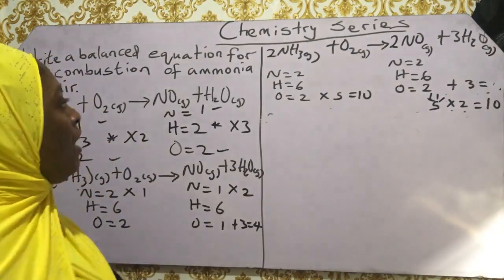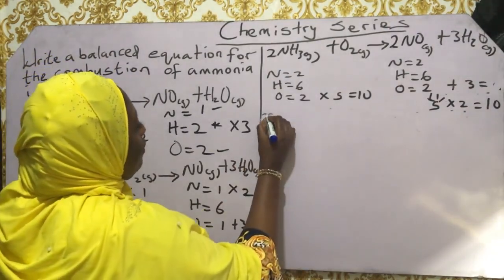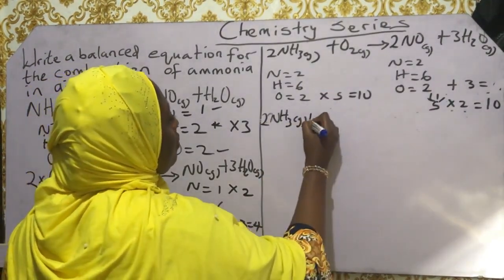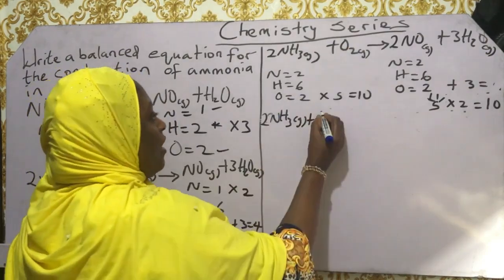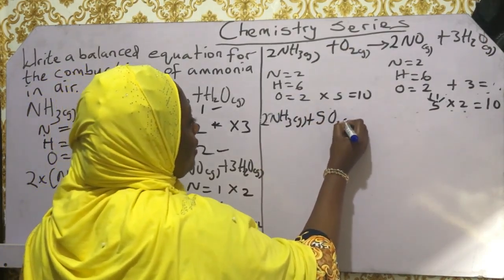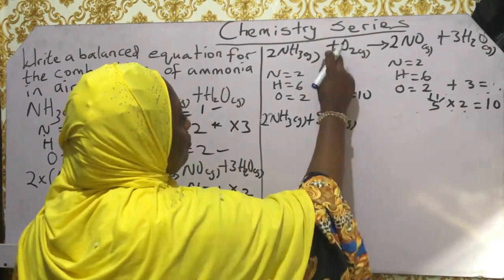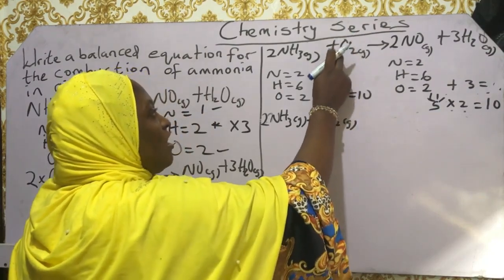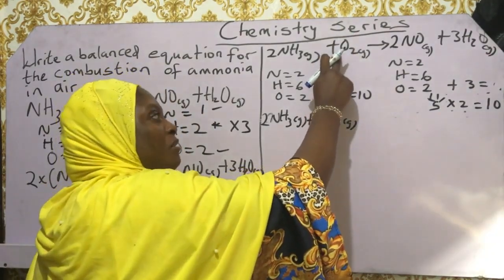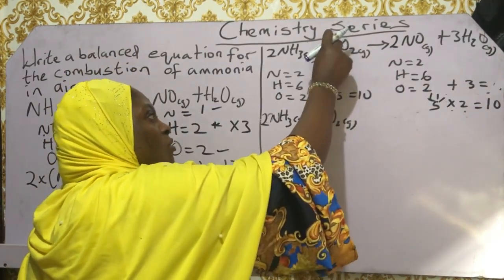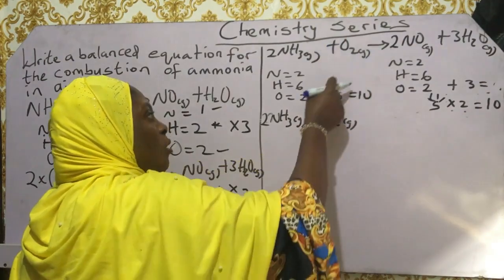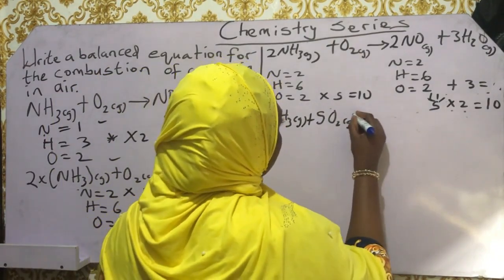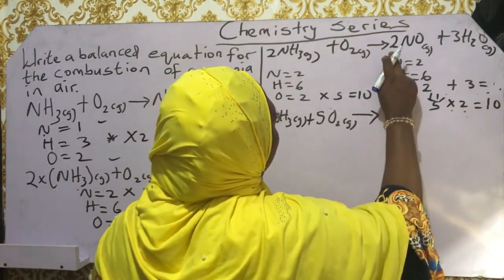Okay, let's take it again. Now we have 2NH3 plus, now 5 times 2, we have oxygen here. That is going to be 5O2 gas. Now why am I writing 5 here? Because the coefficient of oxygen here is 1. That's why I'm simply saying 5 times the coefficient, which is 1. But when you say times the number of atoms, which is 2, 5 times 2 gives 10 oxygen atoms.